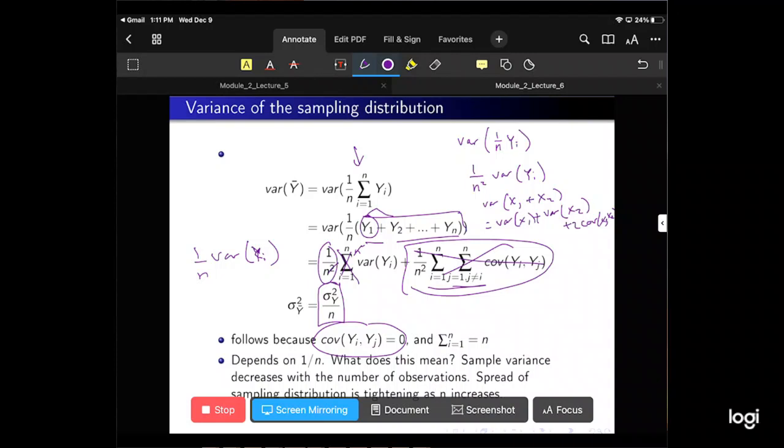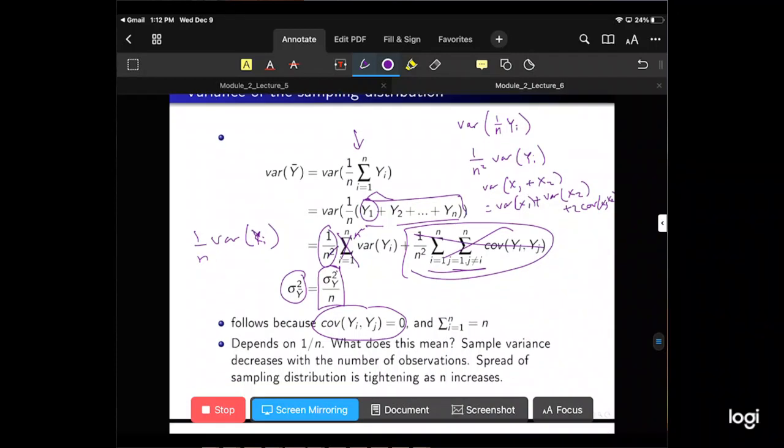So the variance of y bar, notice I have the y bar on this sigma squared, is equal to the population variance over n. Note that this depends on 1 over n. So what does this mean? It means the sample variance decreases with the number of observations, or the spread of the sampling distribution becomes tighter as n increases.